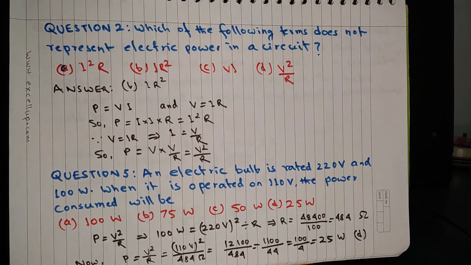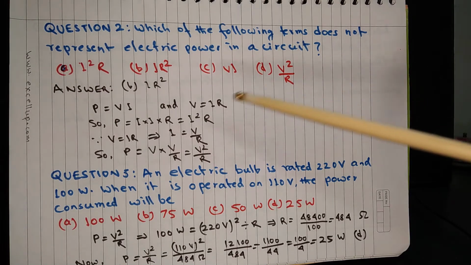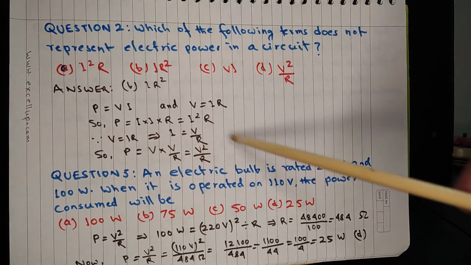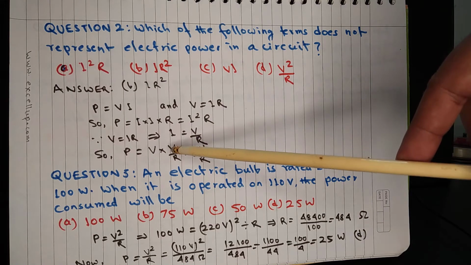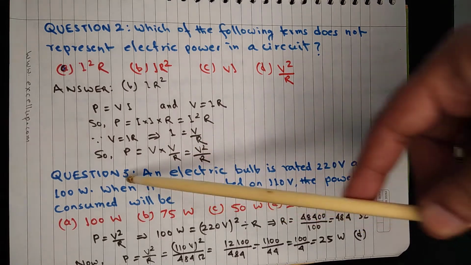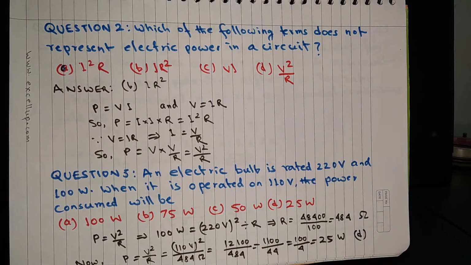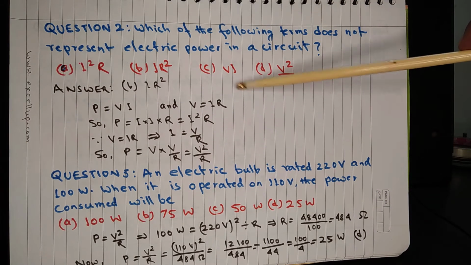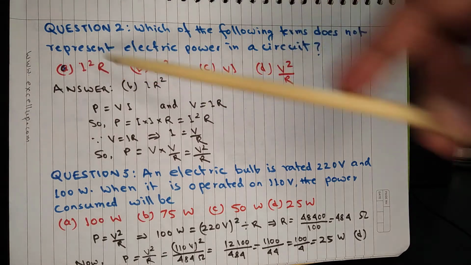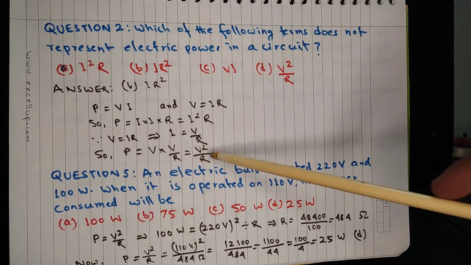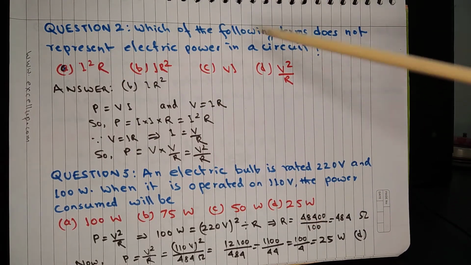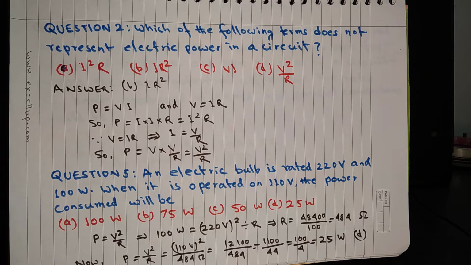We also know that I is equal to V upon R. So if we substitute the value of I is equal to V upon R in this formula, then it becomes V square upon R. So VI is the formula, I square R is here, and V square upon R is here. So A, C and D are more or less the same. So B is the odd man out.